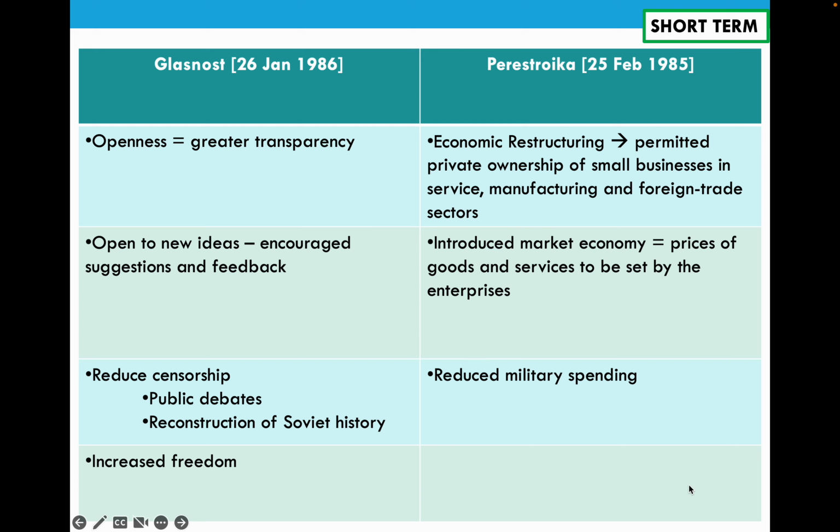Now, all of these were made public. And then we have perestroika, which means restructuring. Perestroika was a program for economic and political reforms which glasnost was meant to pave the way for. So perestroika basically allows economic restructuring. So now there's private ownership of small businesses in service, manufacturing and foreign trade sectors. He introduced a market economy where prices of goods and services are set by enterprises, and he decided to reduce military spending because Gorbachev was like, dude, we are spending too much on military spending, we need the money to focus and restructure our own economy.